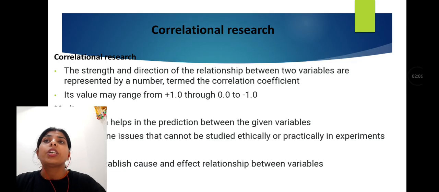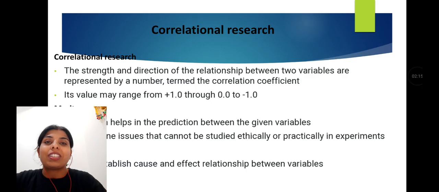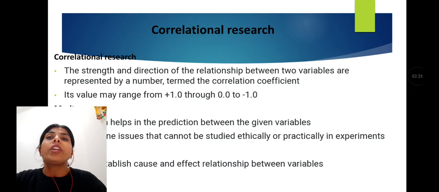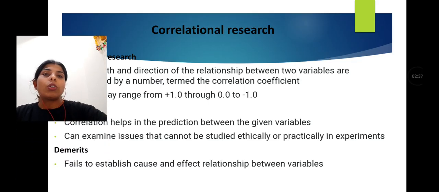Zero correlation: there is no relationship between variables. Examples: intelligence and shoe size, or dance practice and maths performance. There is no correlation. So remember, high correlation does not mean one variable causes the other. Example: ice cream sales and drowning rates are positively correlated, but ice cream does not cause drowning. Both increase in summer. So this is the correlation method.